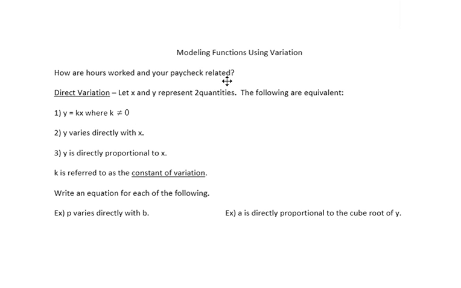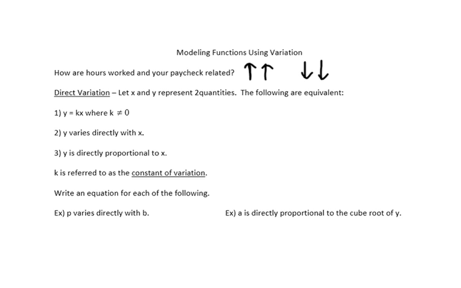In this video, we're going to talk about modeling functions using variation. Let's talk about the number of hours that you worked and your paycheck and how it's related. Usually, when you work a lot of hours, your paycheck is going to be pretty good, right? If you don't work a whole lot of hours, let's say you're sick, your paycheck is probably not going to be very good either. This is an example of what is called direct variation.